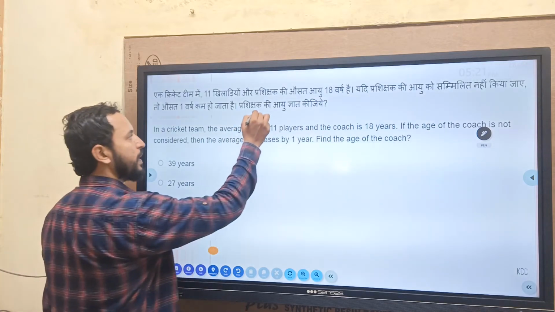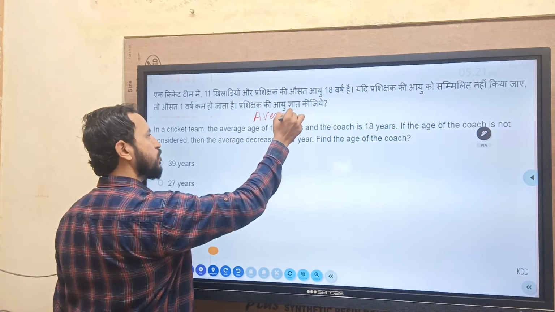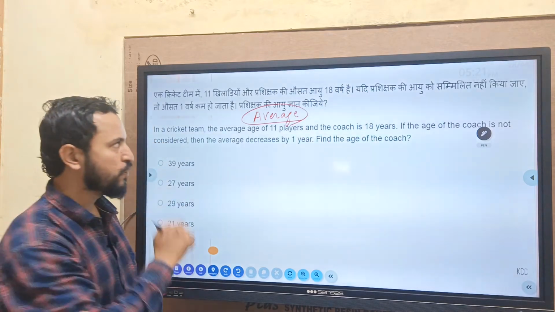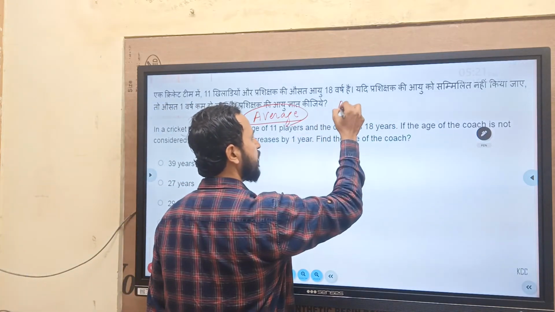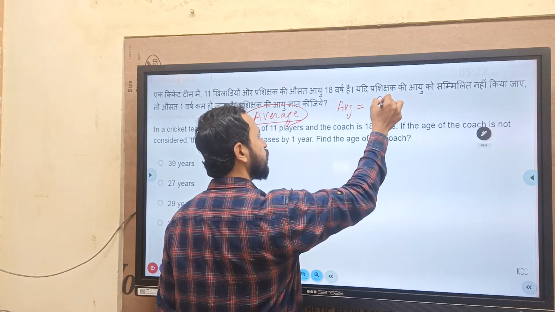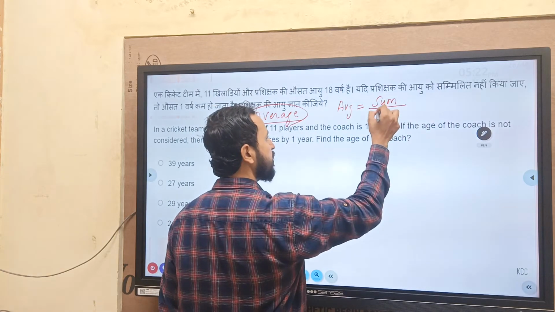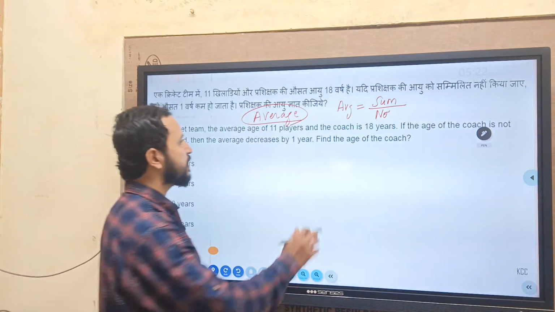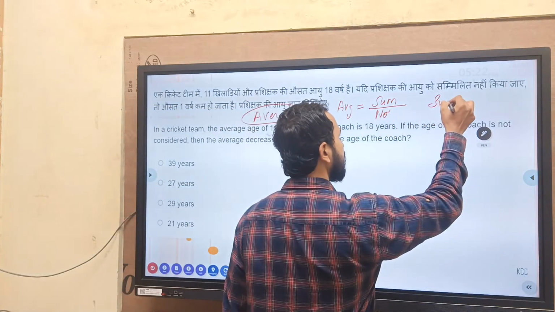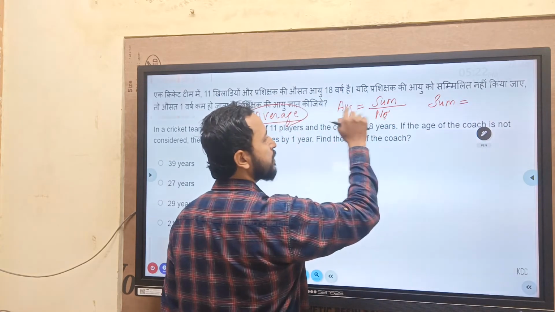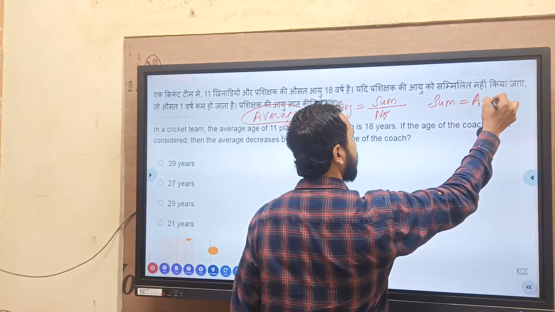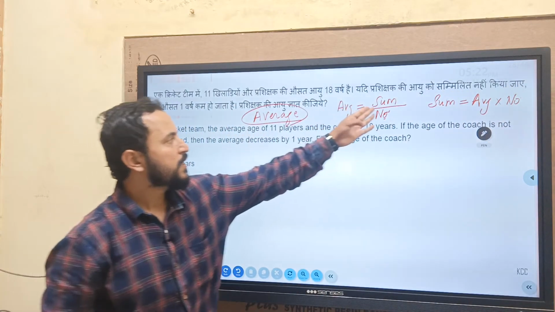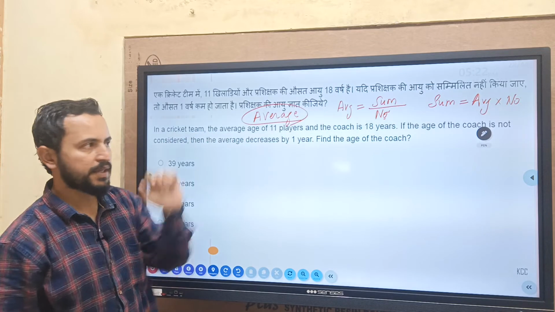A question from the average topic is asked. In average, only two formulas you have to remember. One formula is average is equal to sum of all the elements divided by total number of elements. Similarly, sum is equal to what? Average multiplied by number. Same formula, sum is equal to average multiplied by number.